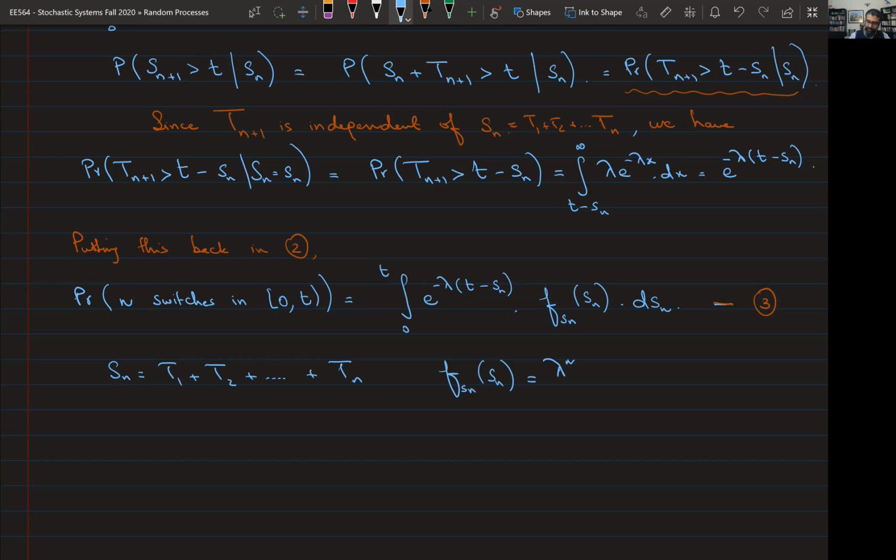And the result is lambda raised to power n, s n raised to power n minus 1, divided by n minus 1 factorial, times e raised to power minus lambda. There's something missing here. I think there's a... yeah, there's a lambda s n. Okay. And the way you go about this is using n-fold convolution. Why? Because the T's are all independent. Okay.